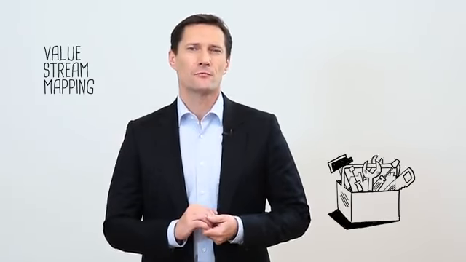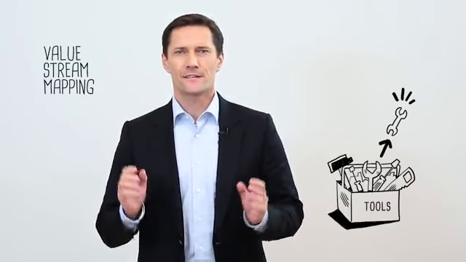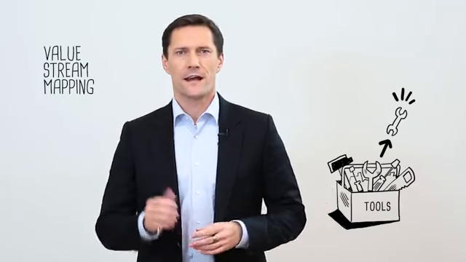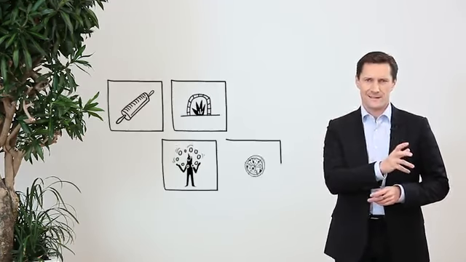Value stream mapping is one of the key tools of the beginning of a lean implementation. It is used to create transparency across the whole value stream and helps to identify pain points or waste along the way. Value stream mapping includes all process steps required to make a product, from the beginning to the end.